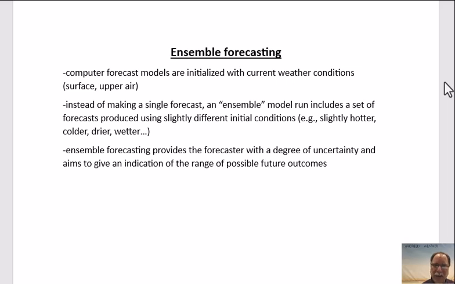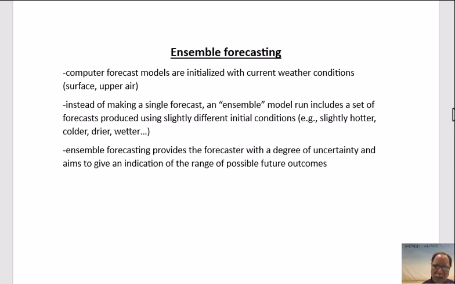Those radiosonde sites can be several hundred miles apart, so it's kind of an inefficient way to get upper air data. Satellite observations, of course, feed in some input data as well. In fact, the vast majority of input data now fed into computer forecast models comes from satellite observations. Now, with an ensemble run of a model, such as the European model or the GFS model, instead of making a single forecast, an ensemble model run includes a set of forecasts that are produced using slightly differing initial conditions.